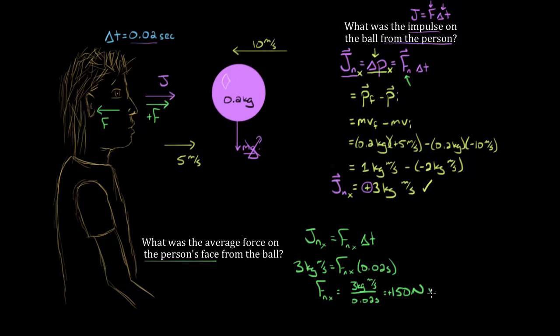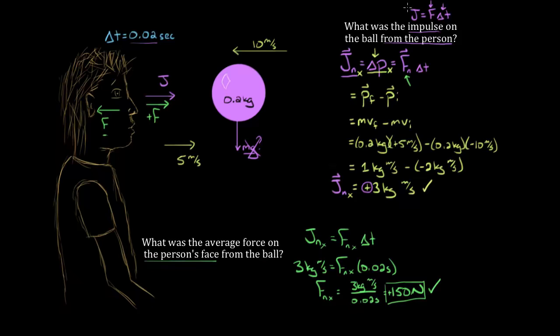The force on the ball from the face, that means the force on the face from the ball is going to have the same size. It's going to be 150 newtons. It's just going to be directed in the leftward direction. That means it's going to be a negative force. So technically, you could say this would be negative 150 newtons on the face from the ball.